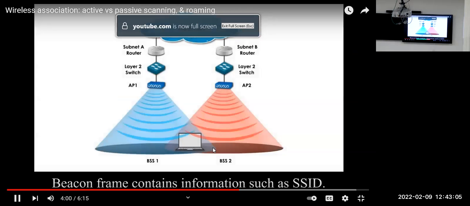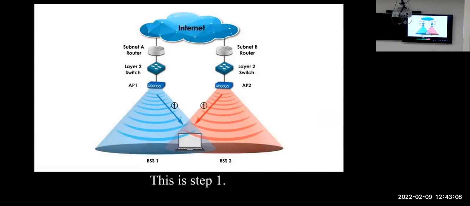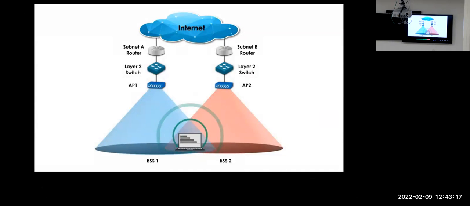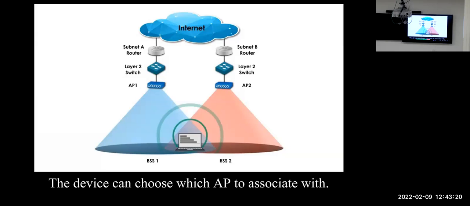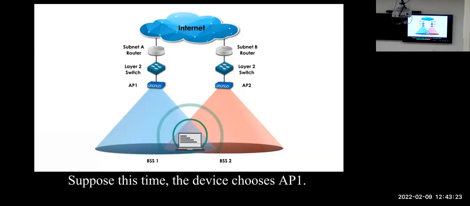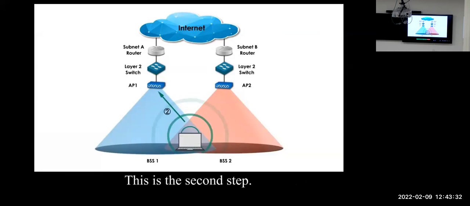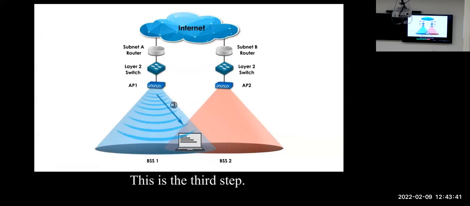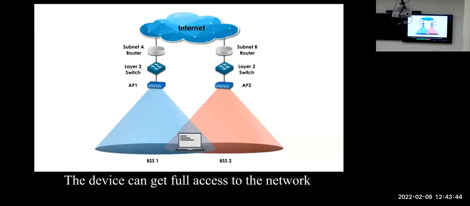The frame contains information such as the SSID. This is step 1. A wireless device listens on all channels for beacons. The device can choose which AP to associate with. Suppose this time the device chooses AP1. It sends a request for association with AP1. This is the second step. AP1 responds with approval of association, and this is the third step. Now the device can get full access to the network.